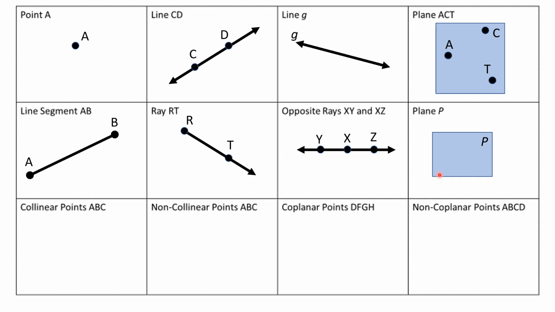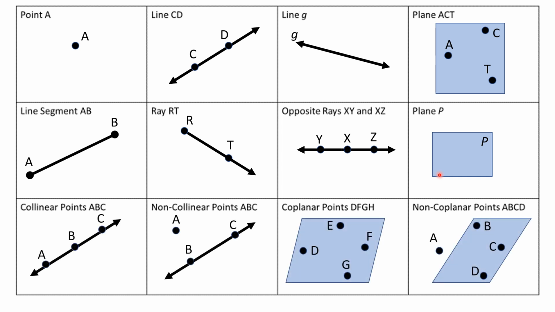Then we had discussions of collinear and coplanar. Collinear points were just points all on the same line. A, B, and C are all on this same line here, so they are collinear. Co-sharing, common together.